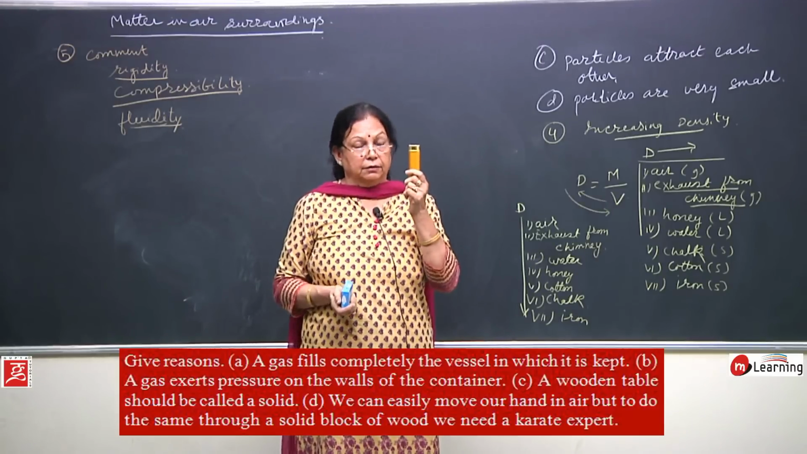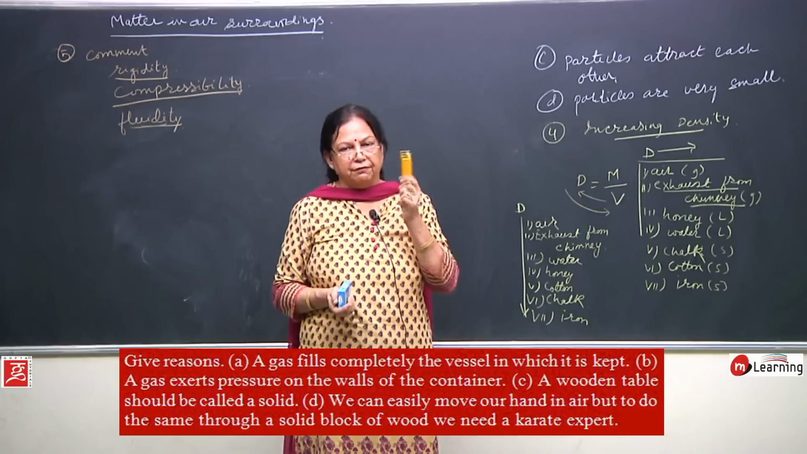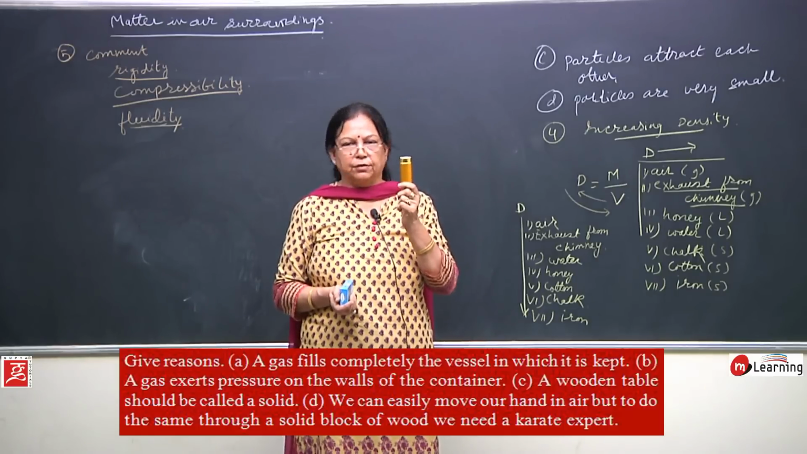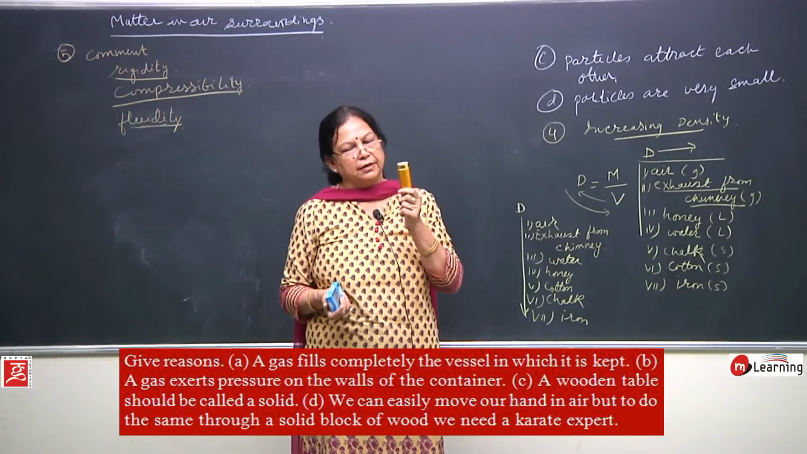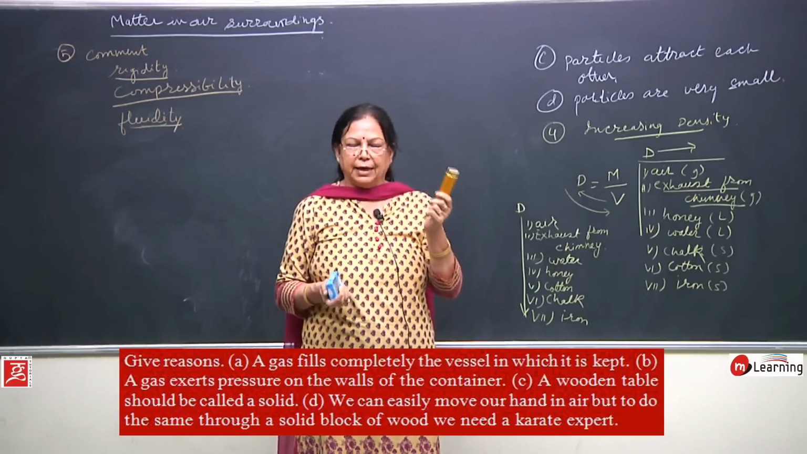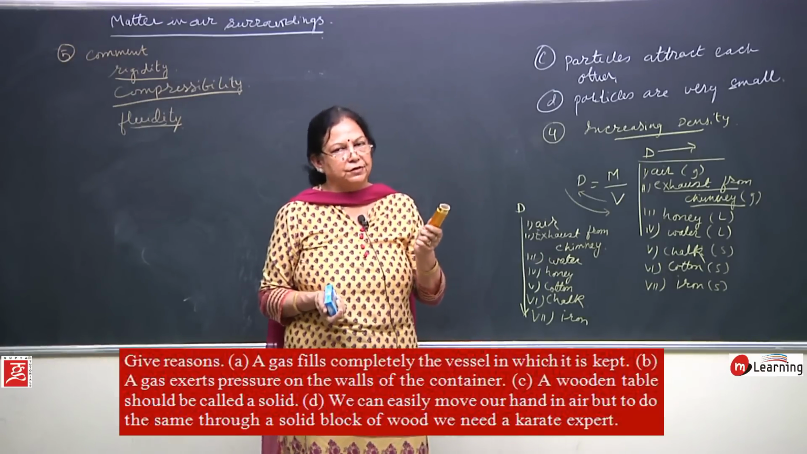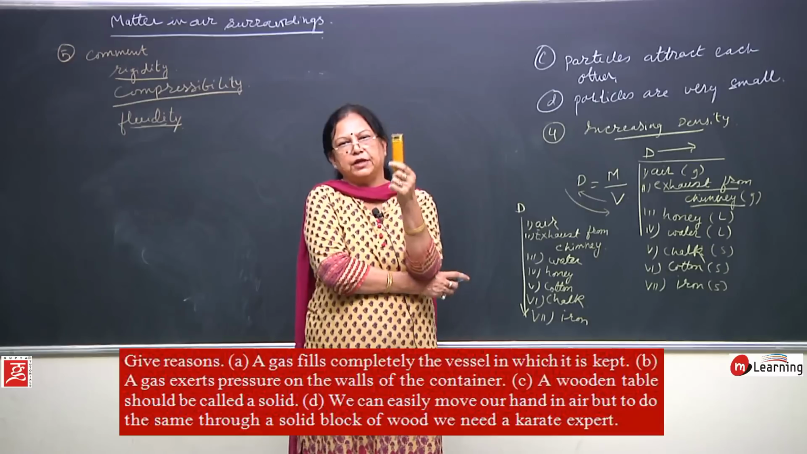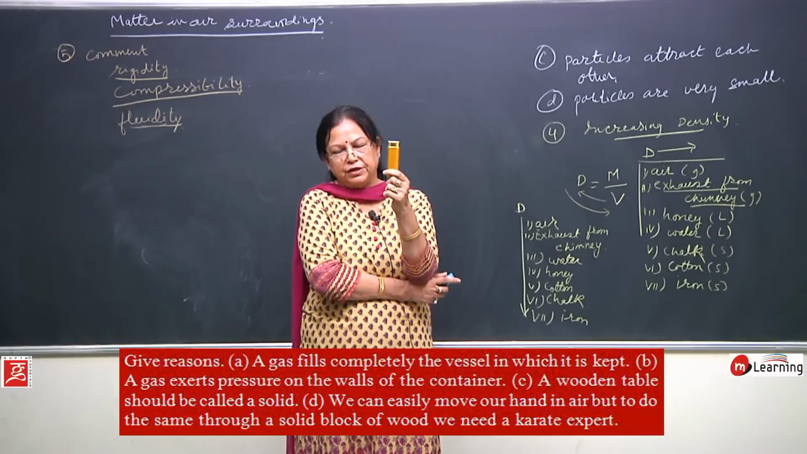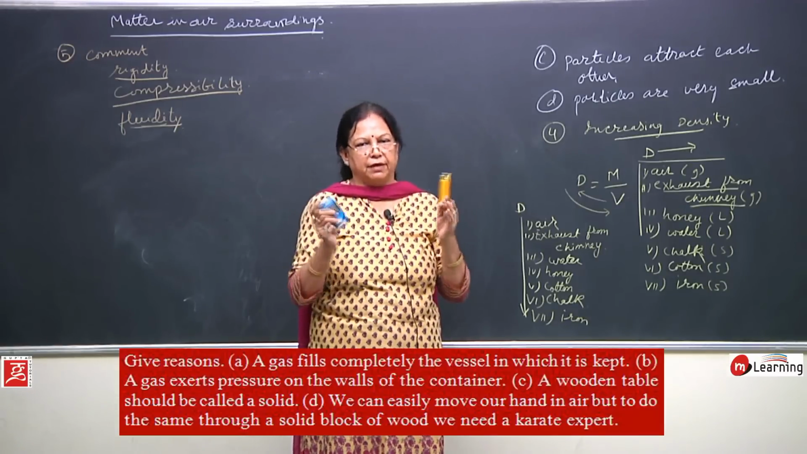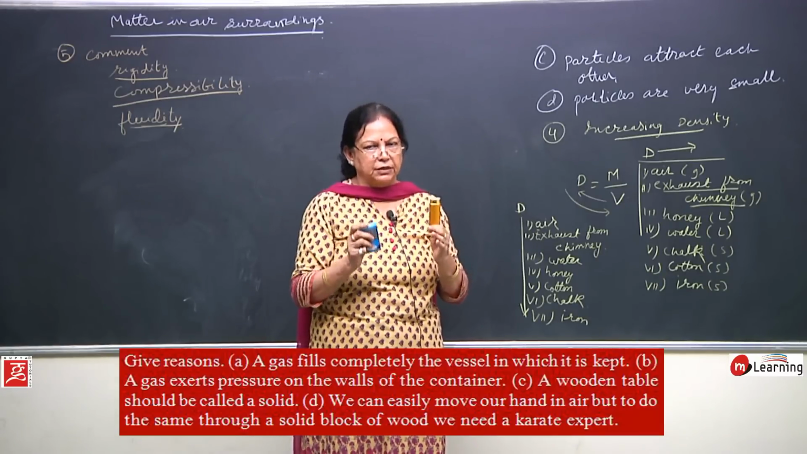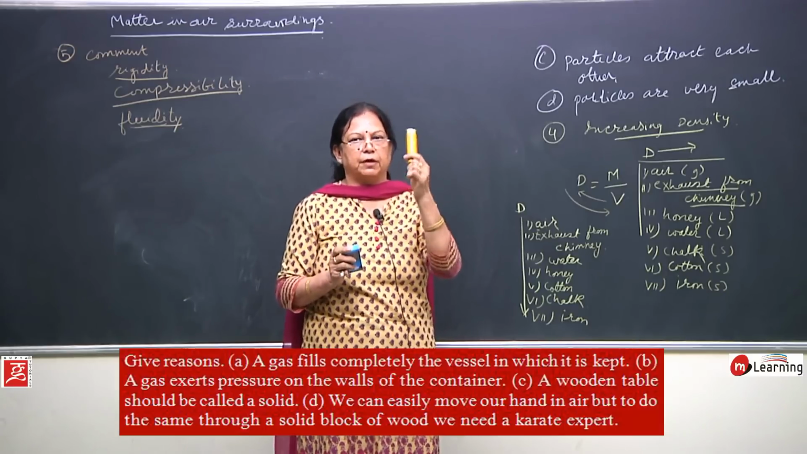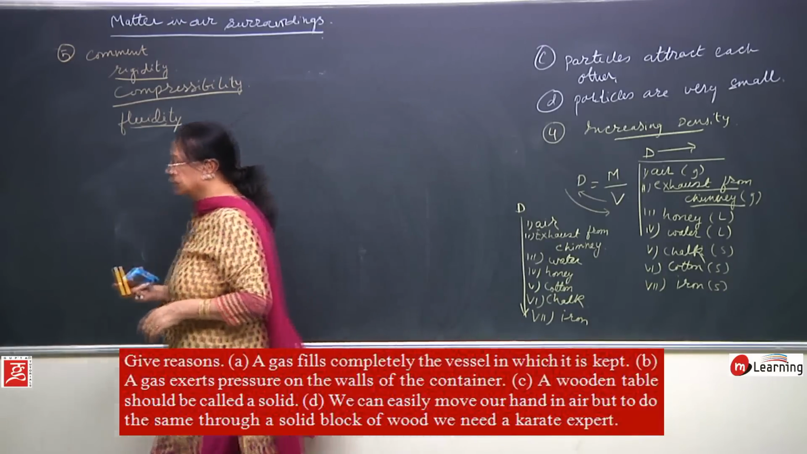And why do we say that solids have definite shape, liquids do not have definite shape and take the shape of the container, and gases have neither definite shape nor volume? If we are talking about shape, solids have definite shape because the particles are very close to each other and the force of attraction is more, which gives them a particular shape. So, this is about shape.